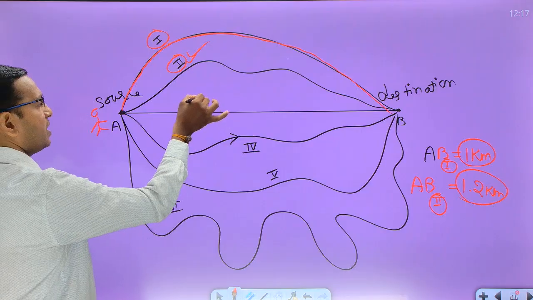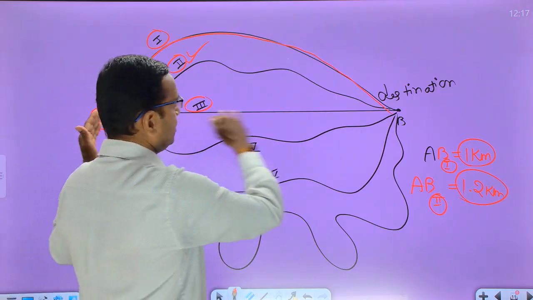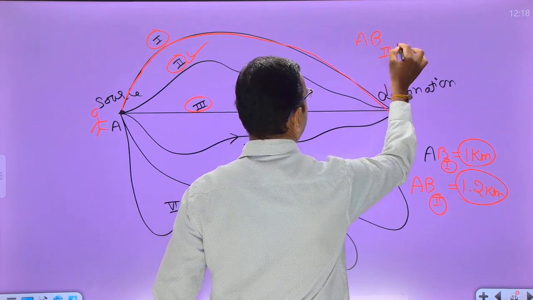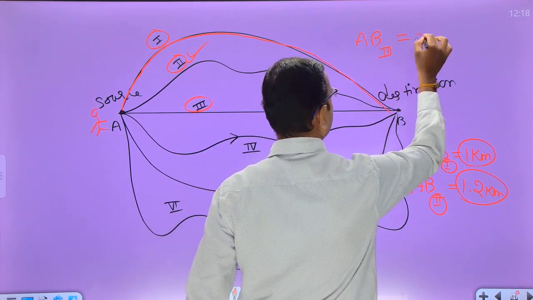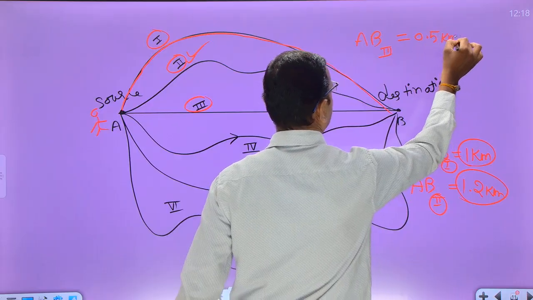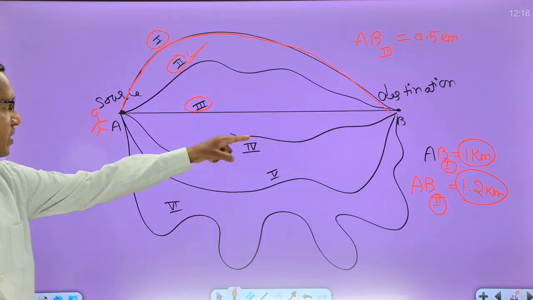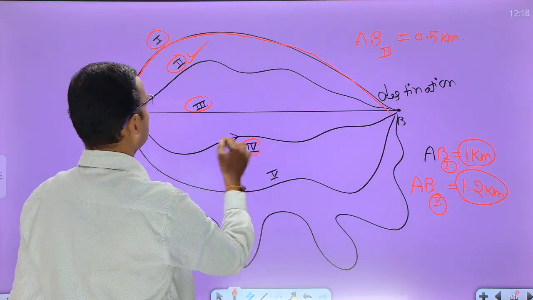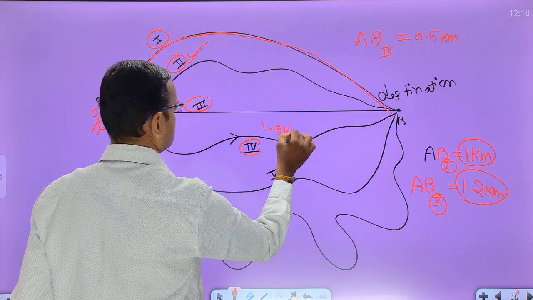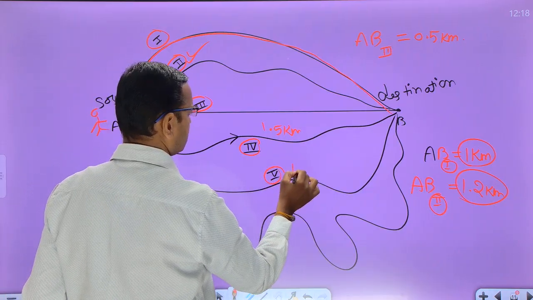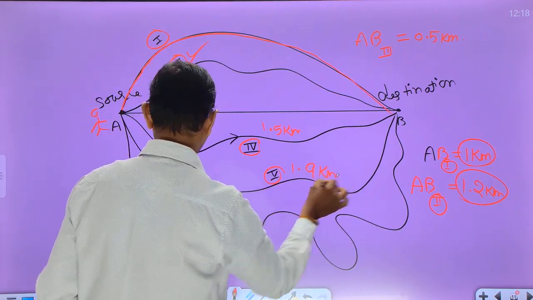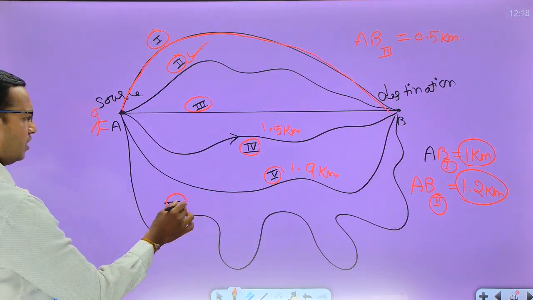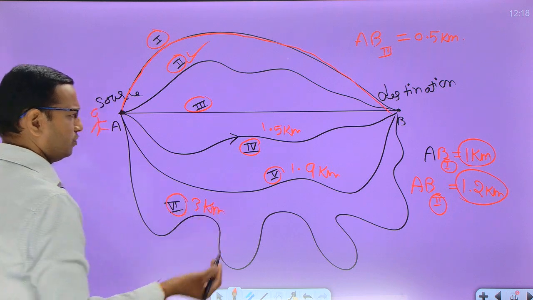Now similarly, path 3 is the shortest path. You can see it because it is a straight line. Let us say it is 0.5 kilometers. Roughly, I'm taking some values to make you understand the concept. Now from A to B, path 4 is say 1.5 kilometers, path 5 is say 1.9 kilometers, and path 6 is the longest path, let us say 3 or 4 kilometers, whatever.